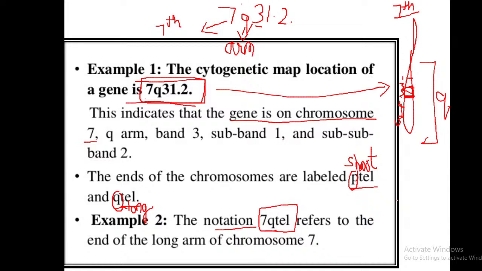We have 23 pairs of chromosomes, and you can take any, from the first chromosome till the 23rd. When we say 7QTEL, it is the 7th chromosome, and TEL refers to the end. Q means long arm, so long arm of chromosome 7. Three things come here: the 7th chromosome, the long arm, and the end region. That is what the notation means.